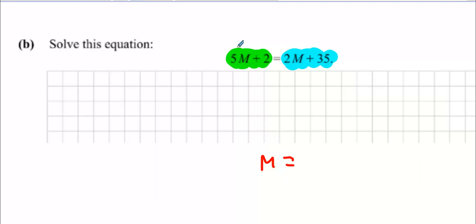5M stays or goes? It's an M, isn't it? So it stays. 2 stays or goes? Okay. 2M wants to play for Celtic. Stays or goes? Transfers. 35 stays. Perfect. Now, write down the ones that stayed. 5M stays and 35 stays. Write down the ones that stay.